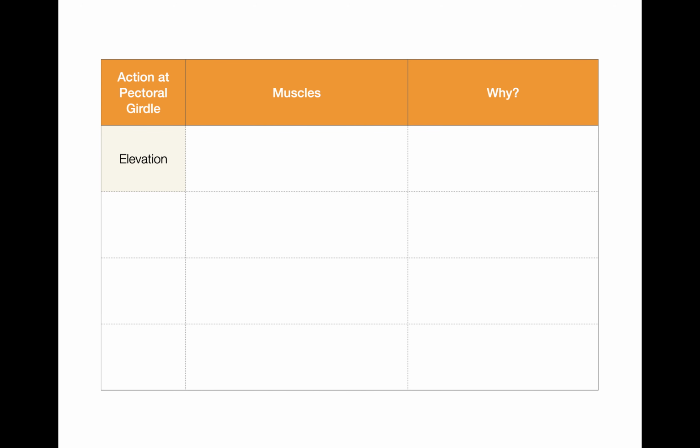For the first action, we'll look at elevation. So this is to ultimately pull that scapula and clavicle superiorly. So in order to do that, these muscle fibers would need to be above the scapula or the clavicle. So this includes trapezius and also the muscle that has a bit of a clue in the name, levator scapulae.